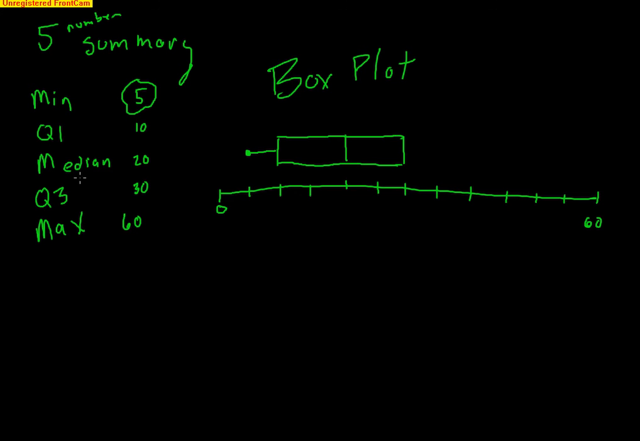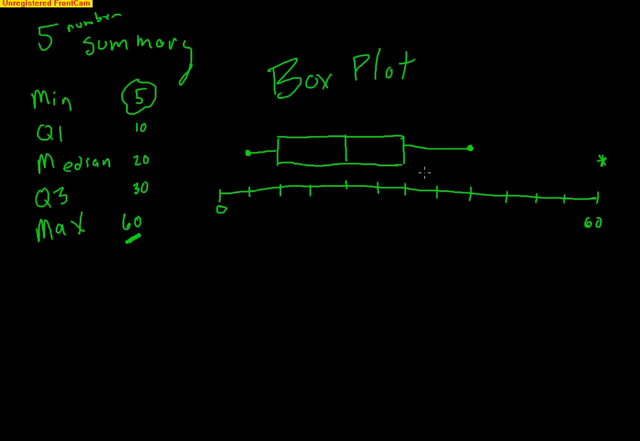Now, what do I do with outliers? Since 60 was an outlier, I put asterisks at outliers to notify that it's an outlier. And my whisker goes to the next value that's not an outlier. So that would be 40. That was 40 if you recall. So 55, 50, 45, 40. So right here was where 40 was.